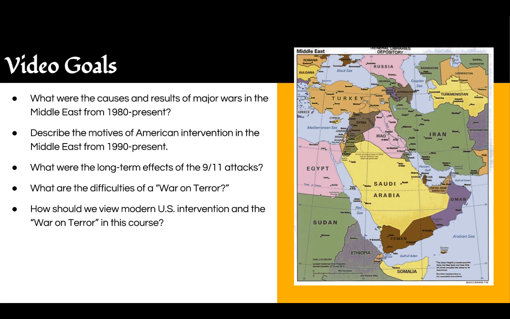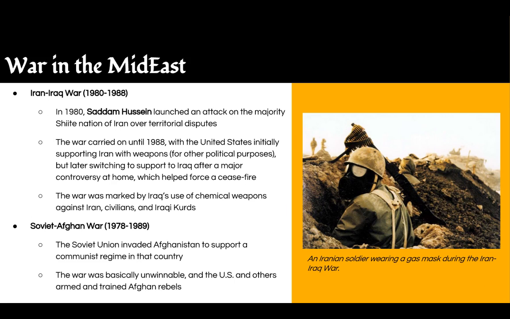And then trying to look together at the difficulties of the war, how we might want to view this modern war of U.S. intervention in the war on terror. It's very difficult to do. So we're going to try to do it justice as we go through this video. And let's start with something that I think we can agree is history. Wars that were taking place in the Middle East. And we're going to start with the Iran-Iraq War.